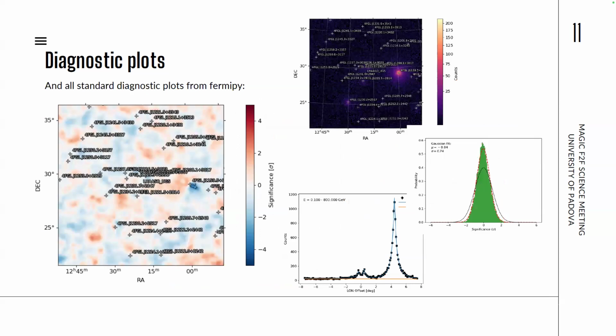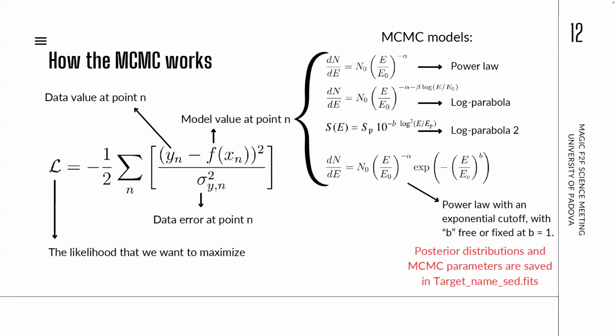These are the other diagnostic plots that we do. Actually, we do much more, but I just threw some of them there. These are all FermiPy stuff, so I did nothing here basically. These are just automatic output from FermiPy. And this is how the Markov chain Monte Carlo works. So we try to maximize this likelihood function, where this is the data point, the differential flux data point. This is the error associated with this point, and this is the spectral model that we are adopting. So the spectral models are 5.